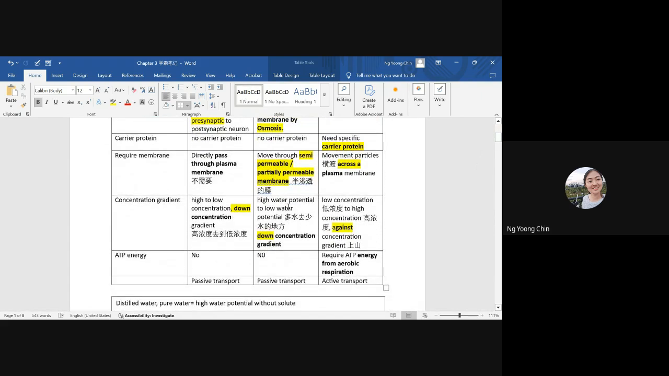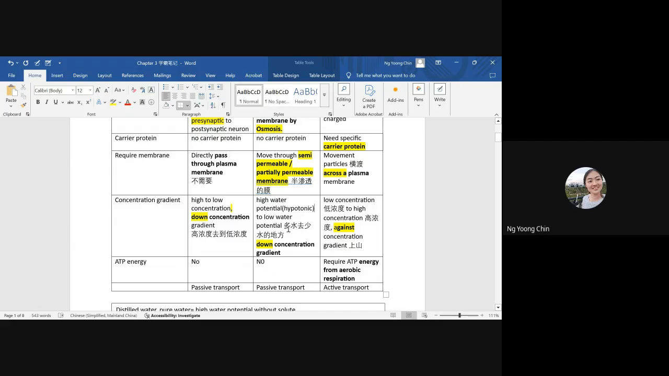Okay, and then the golden rule, water will always move from the high water potential, or hypotonic solution, to the low water potential, which is the hypertonic. Down the concentration gradient, and they also do not require ATP energy.